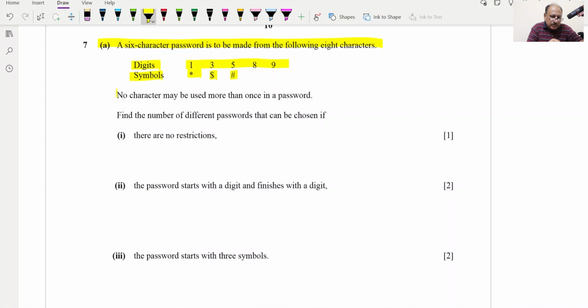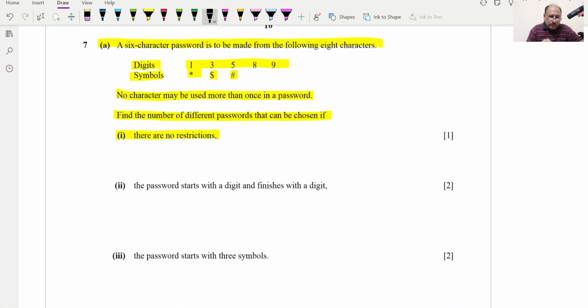Because they're saying no character may be used more than once in a password, find the number of different passwords that can be chosen if there are no restrictions. So we will be checking whether order matters or not. In this case, order is important. By changing the order, the numbers are changing, so this will be a permutation.